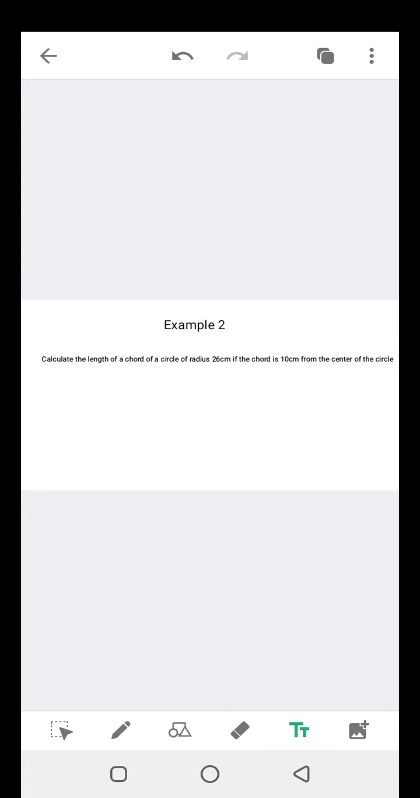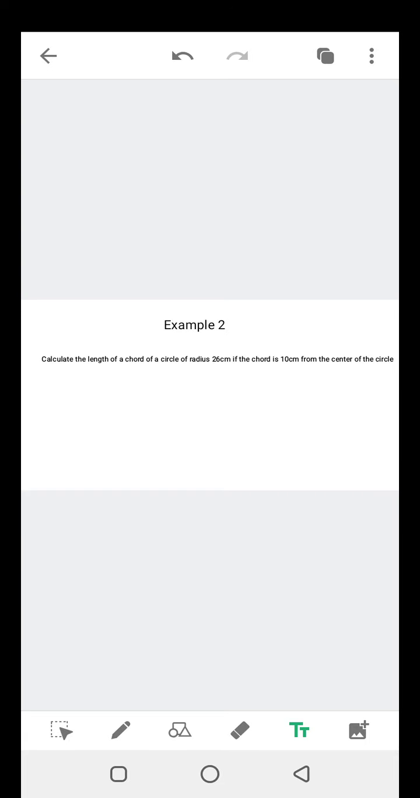In this video we are going to be looking at this example. The question says: calculate the length of a chord of a circle of radius 26 centimeters if the chord is 10 centimeters from the center of the circle. Let us try to interpret it.